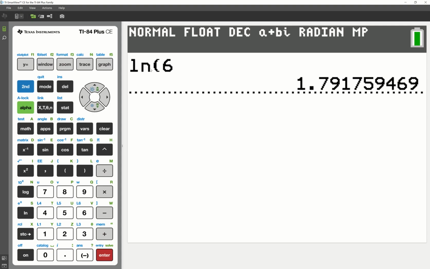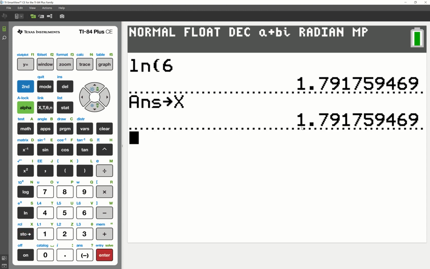And so what I'm going to do, now that I've already typed in the natural log of 6, is immediately press the store button, and you notice the calculator puts ANS in there, and what that stands for is the previous answer that you've got from the calculator. So it's going to take this decimal number, 1.791 and so on, and we're going to store that into X just as always, which you can see here it just copies down that same number, confirming for us that that was stored into X.